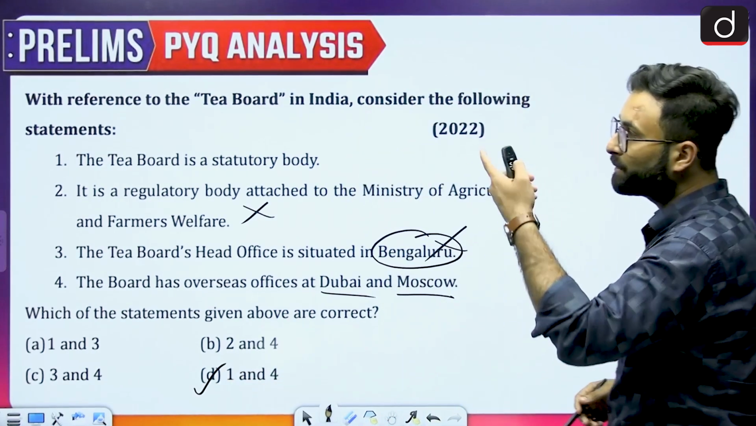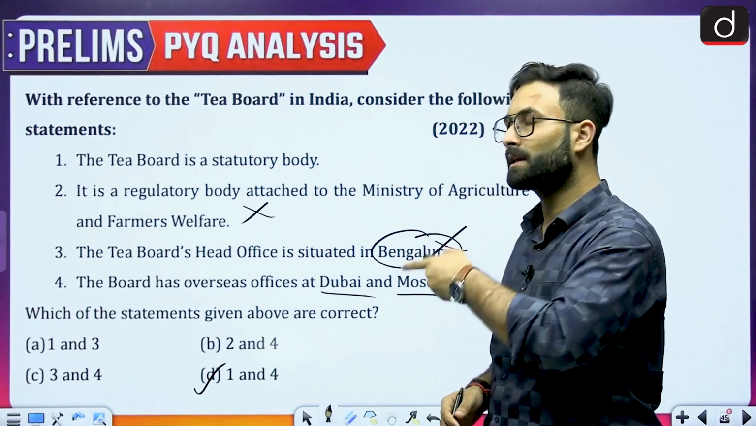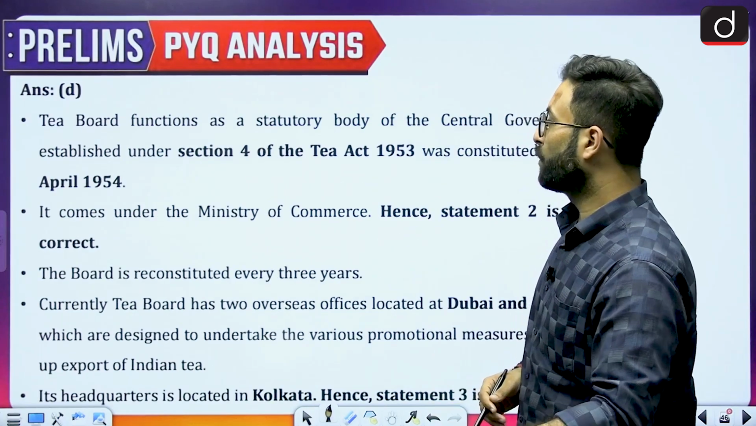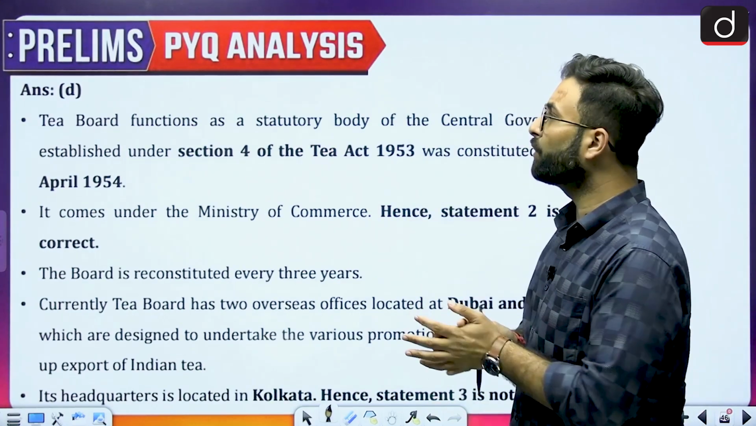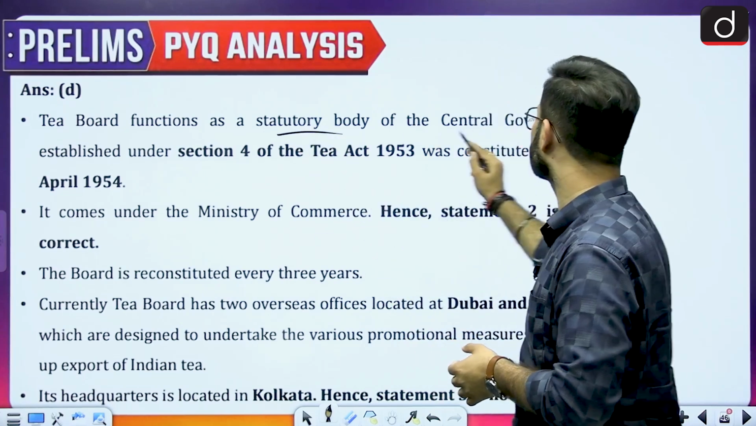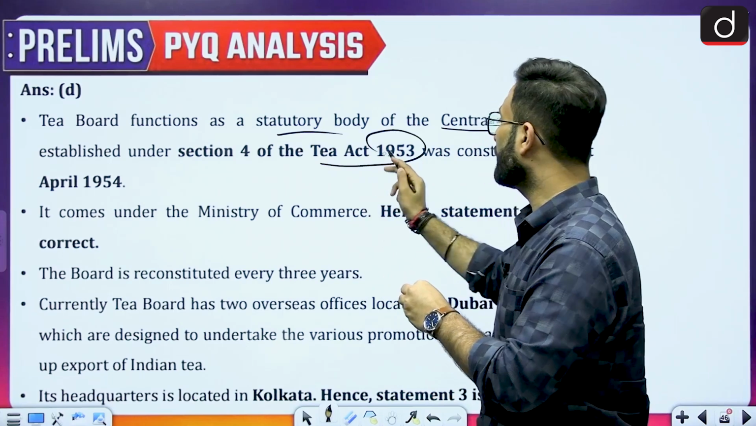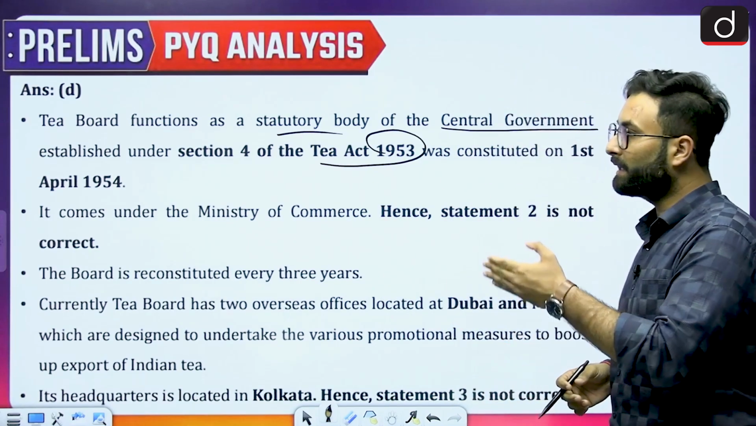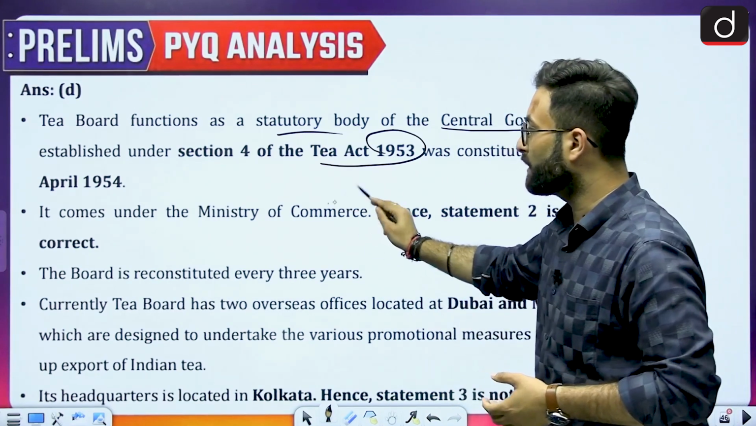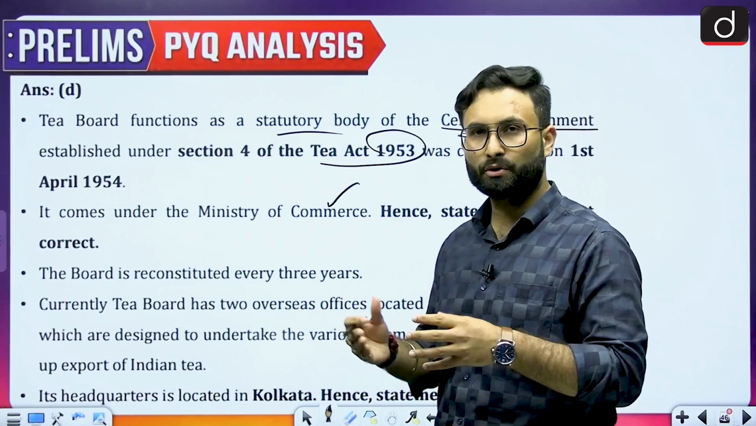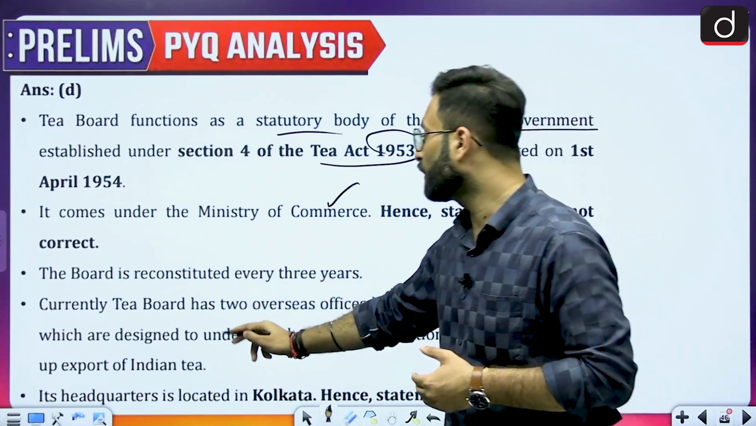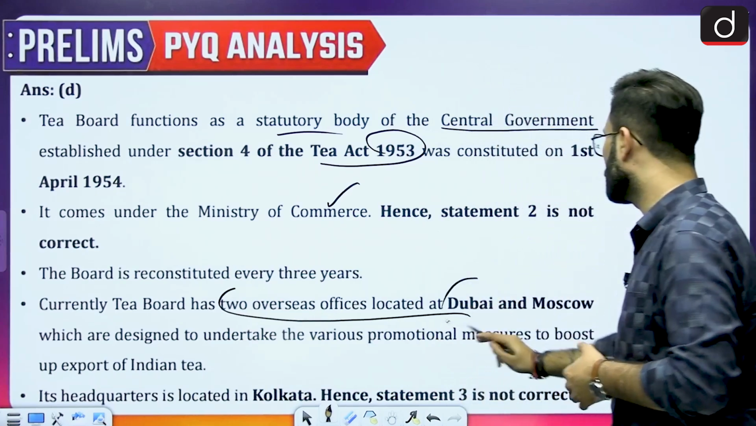Now the Tea Board's headquarters is in Kolkata. Here you can see the Tea Board functions as a statutory body under the central government, established under Section 4 of the Tea Act 1953. Other than that, it comes under the Ministry of Commerce, which I have already told you. It is reconstituted every 3 years. Currently, the Tea Board has 2 overseas offices, in Dubai and Moscow.